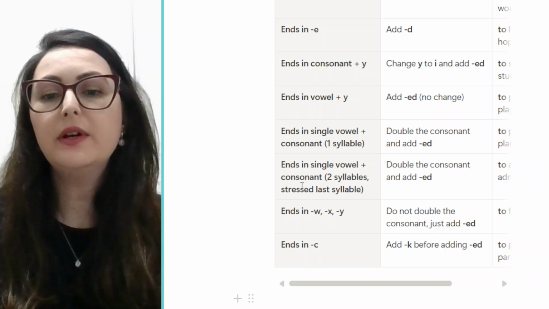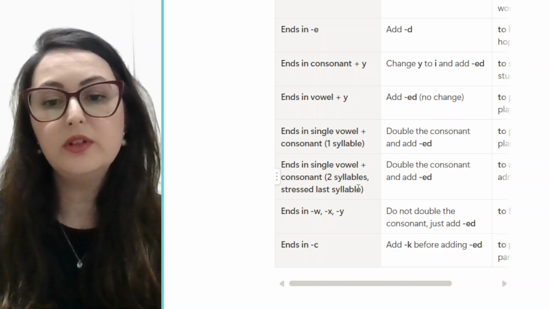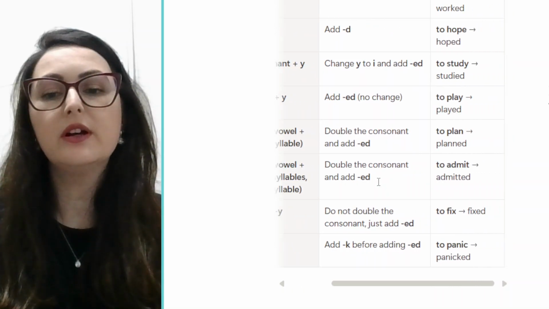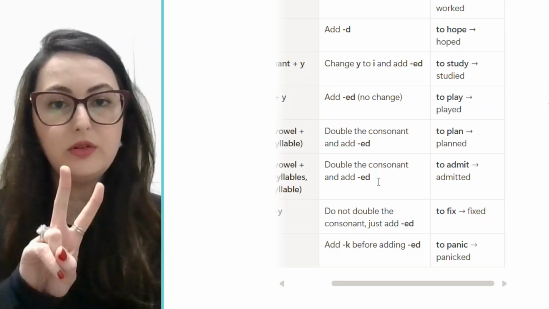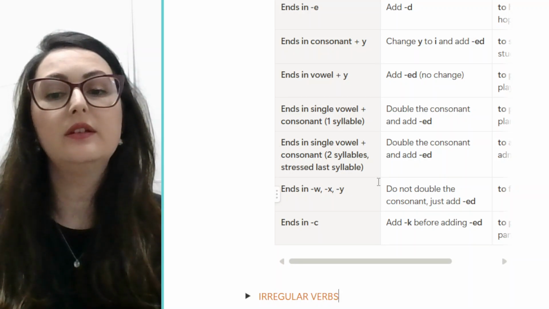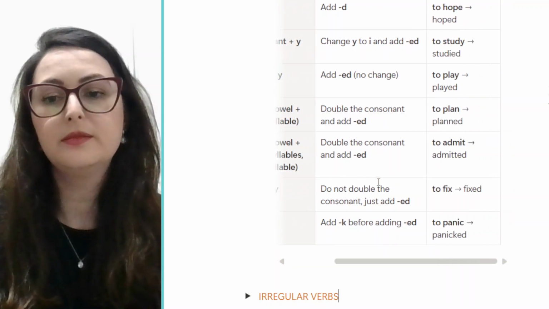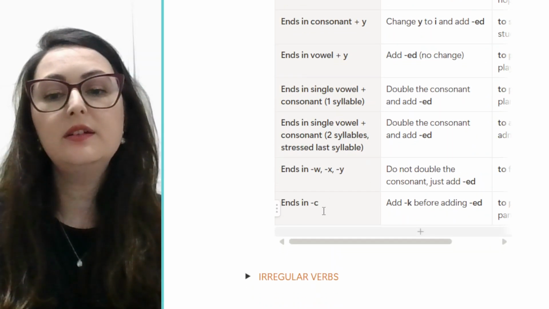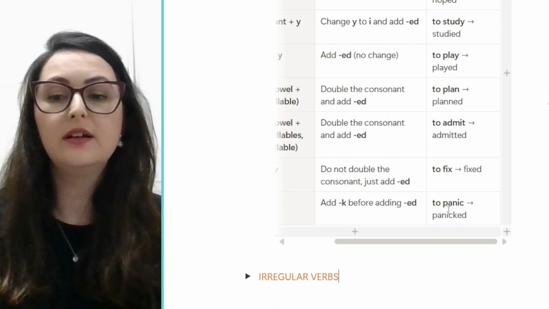Now, if it ends in single vowel plus consonant and there is only one syllable, we need to double the consonant and then add ed. So, to plan, planned, double n. Now, if the verb ends in a single vowel plus consonant and there are two syllables and the last one is stressed, we need to double the consonant and then add ed. So to admit, admitted, double t. If the verb ends in w, x, or y, we do not double the consonant, we just add ed. So to fix, fixed. And finally, if the verb ends in c, we need to add k before ed. So to panic, panicked.